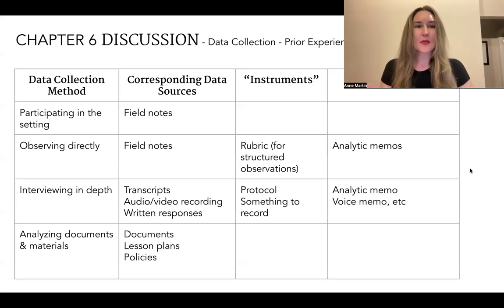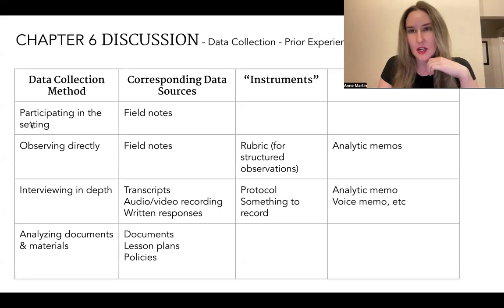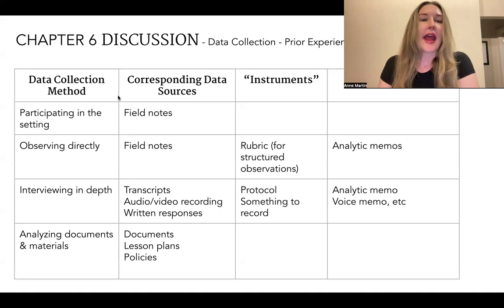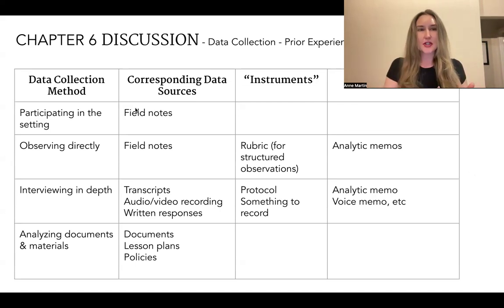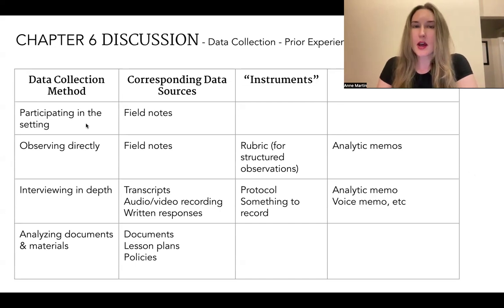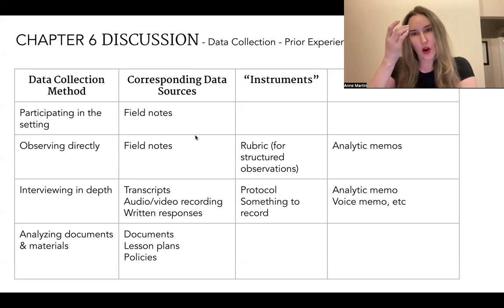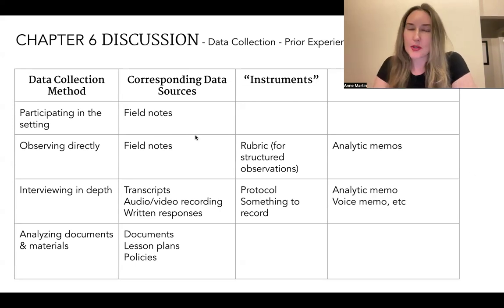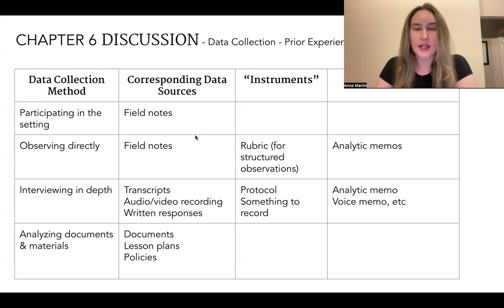Okay, sorry about that. So here I have a quick table with the data collection methods, the four main ones that are discussed in chapter 6. And then aligning with that chart I just showed you, the method and the data sources. So if you are doing observation or participant observation, your data sources are field notes. And chapter 6 shows you a couple examples of what this can look like.